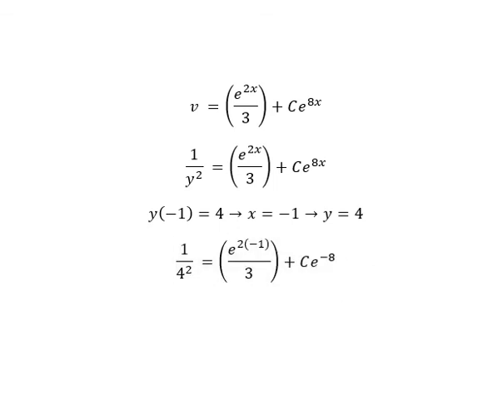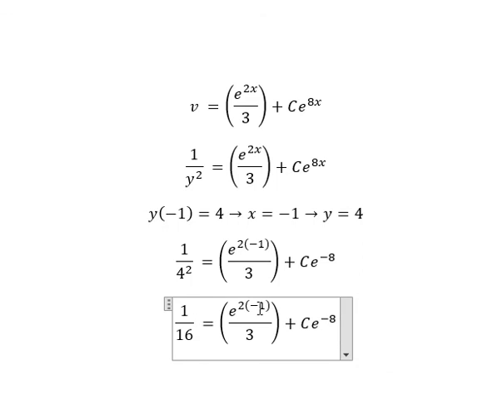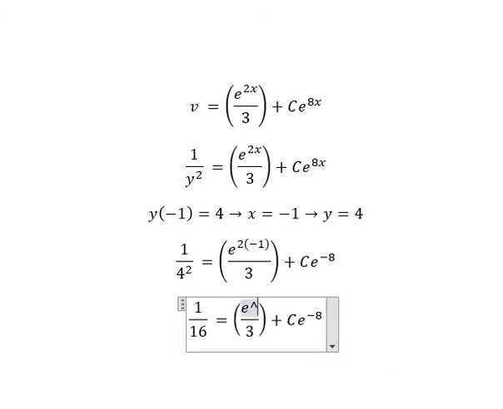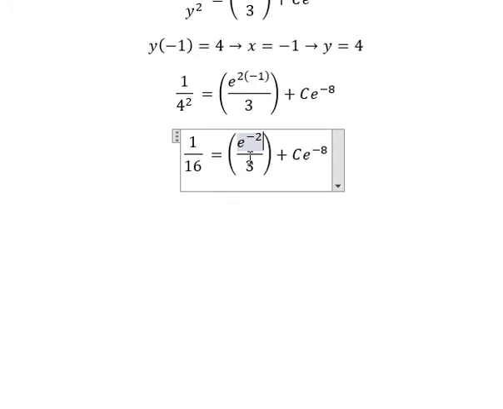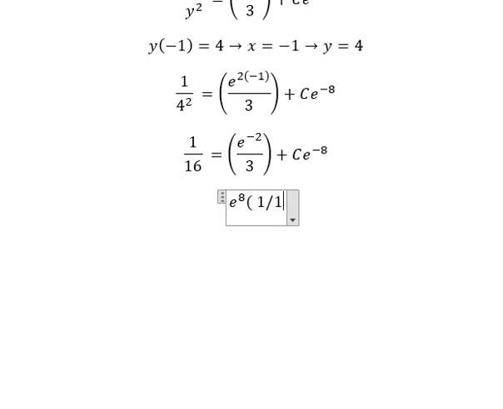Now we simplify, we have 1 over 16. This is about e to the power of negative number 2. So I will put this one go to the left, and we multiply both sides by e to the power of negative number 8. Or we divide, sorry. And you got e to the power of 8. And 1 over 16 minus e to the power of negative number 2 over number 3.